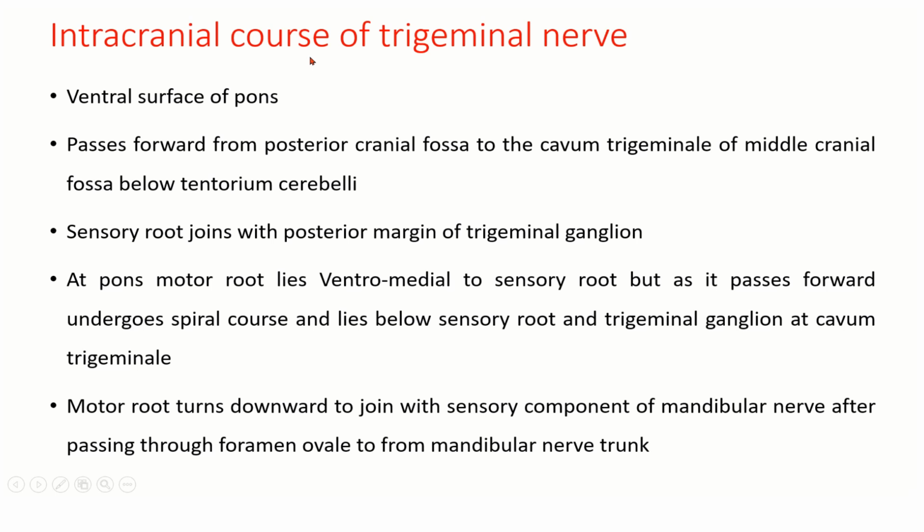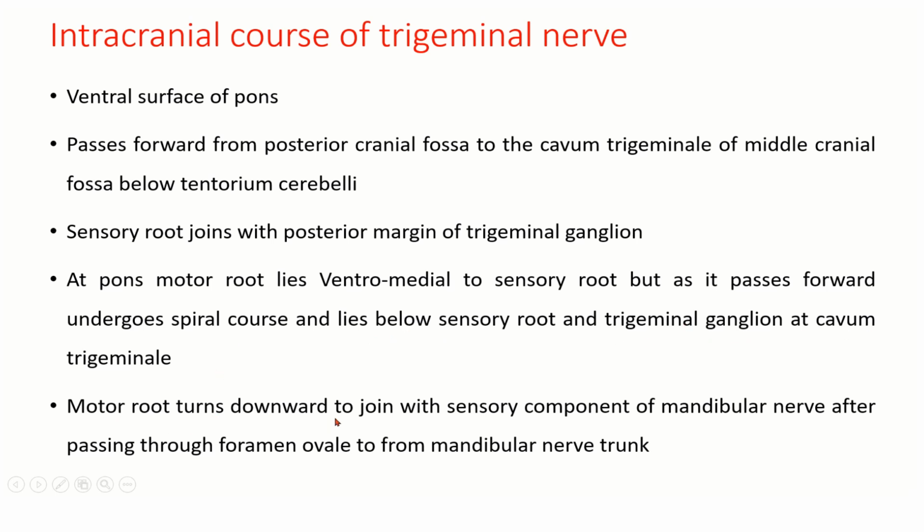So, intracranial course. After its emergence from the ventral surface of the pons, it passes forward from the posterior cranial fossa to the cavum trigeminale of the middle cranial fossa, below the tentorium cerebelli. The sensory root joins the posterior margin of the trigeminal ganglion. At the pons, the motor root lies ventromedial to the sensory root, but as it passes forward it undergoes a spiral course and lies below the sensory root and trigeminal ganglion at the cavum trigeminale.